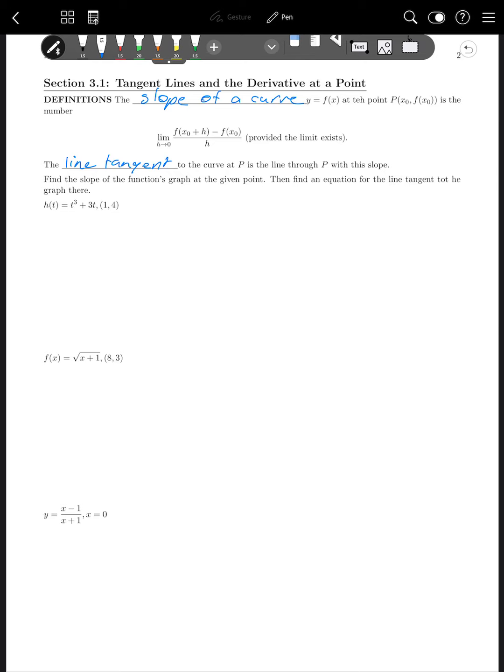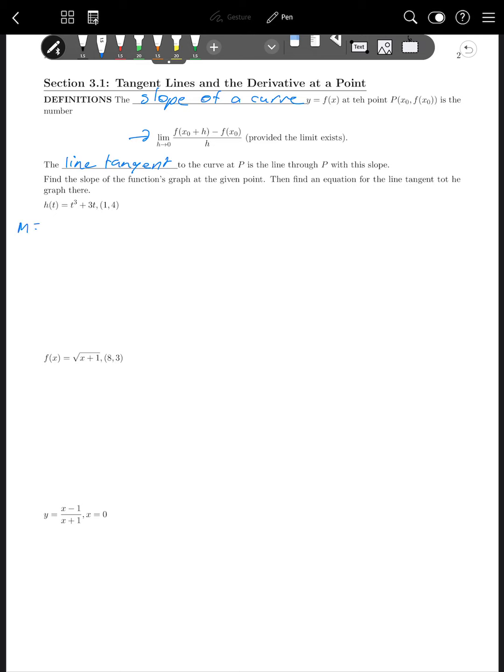Okay, so that's the first thing we want to be able to do. So let's go ahead and practice that a little bit. Find the slope of the function's graph at the given point, then find an equation for the line tangent to the graph there. This should sound fairly familiar. We're just practicing something we did in chapter 2. So start out by plugging all the information into this limit. That's going to allow us to find the slope.